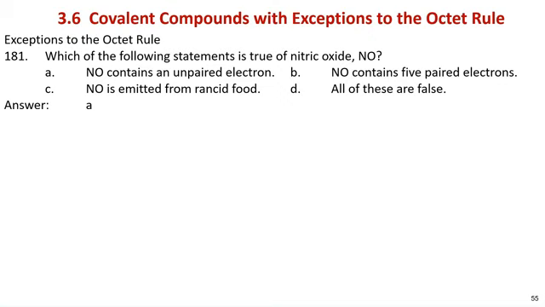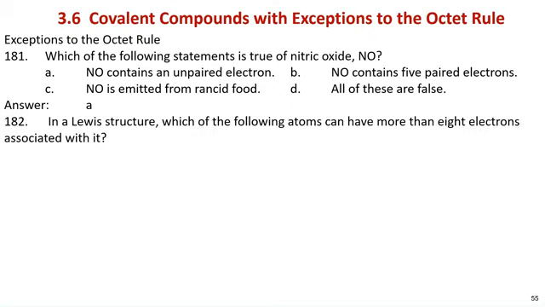In a Lewis structure, an atom can have more than 8 electrons associated. Which atom is this? These are all period 2: carbon and fluorine are in period 2. Phosphorus is third period. Therefore, third period can have more than an octet of electrons.